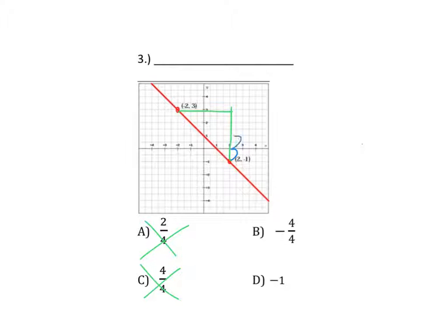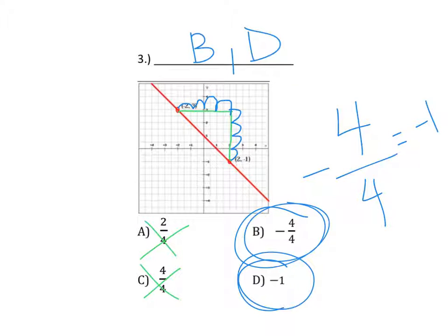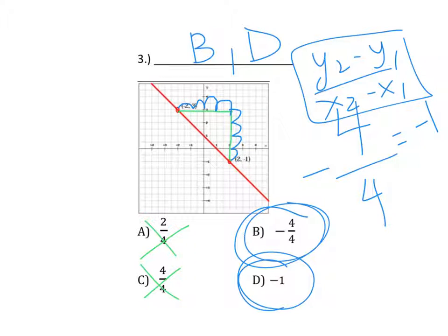So 1, 2, 3, 4. It rises 4 and runs backwards 1, 2, 3, 4. And our slope is negative. So that's choice B. And this would simplify to -1. So our other choice is D. So B and D. You could also use the ordered pairs to do y2 minus y1 over x2 minus x1 if you wanted to verify the slope.